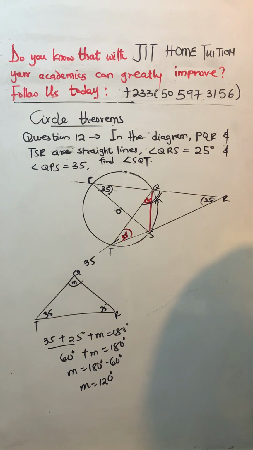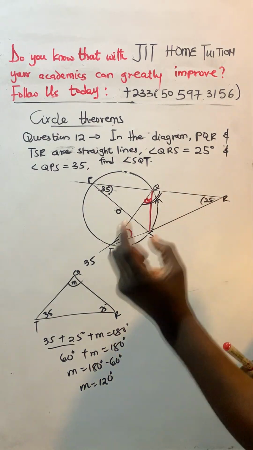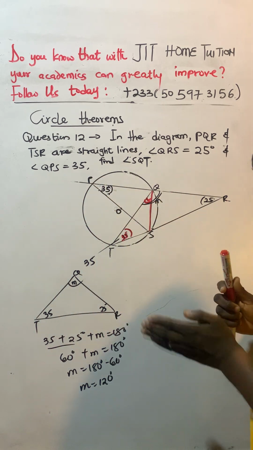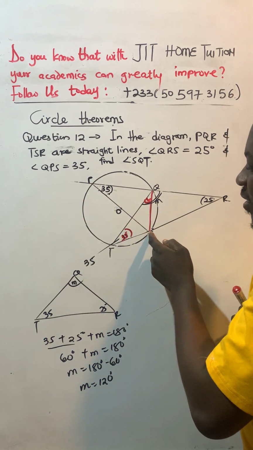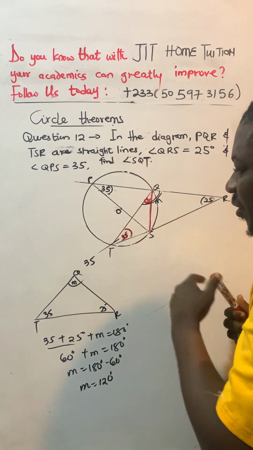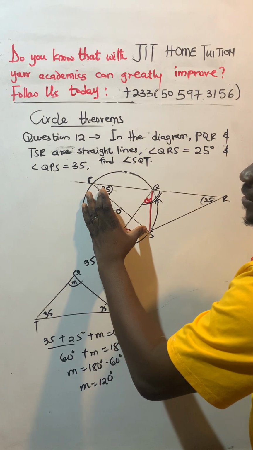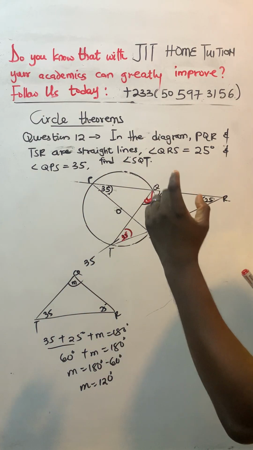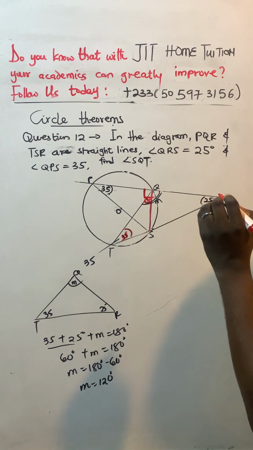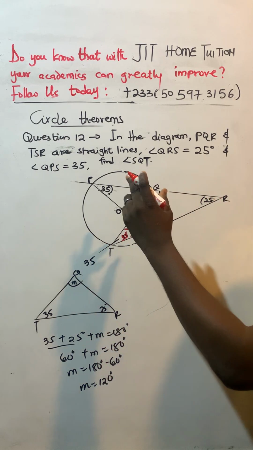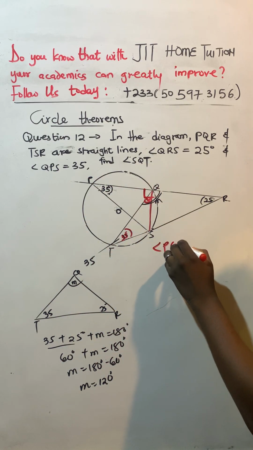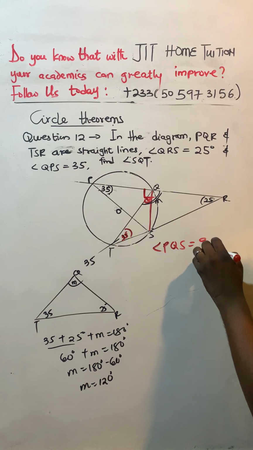So how do we go about it? Now, another theorem also says that when you have a diameter, that is, it passes through the center of the circle from one point of the circumference to the other, and it subtends at the circumference of a circle, it actually gives you 90 degrees. If that is the case, then the whole of this side is 90. So what it means is that angle PQS is equal to 90 degrees.